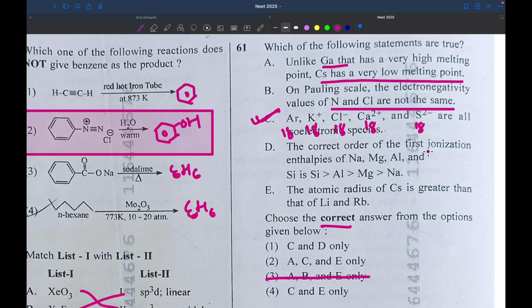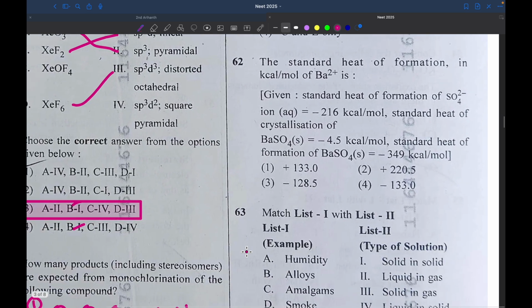The correct order of first ionization enthalpy of sodium, magnesium, aluminium, silicon are. Okay, so sodium is least, correct statement. So how is it going to be? Sodium followed by magnesium, magnesium bigger than aluminium, so D is incorrect. Whichever has D will also be wrong. The atomic radius of cesium is greater than that of lithium and rubidium, this is a correct statement. So the answer is A and C. A and C is the answer.